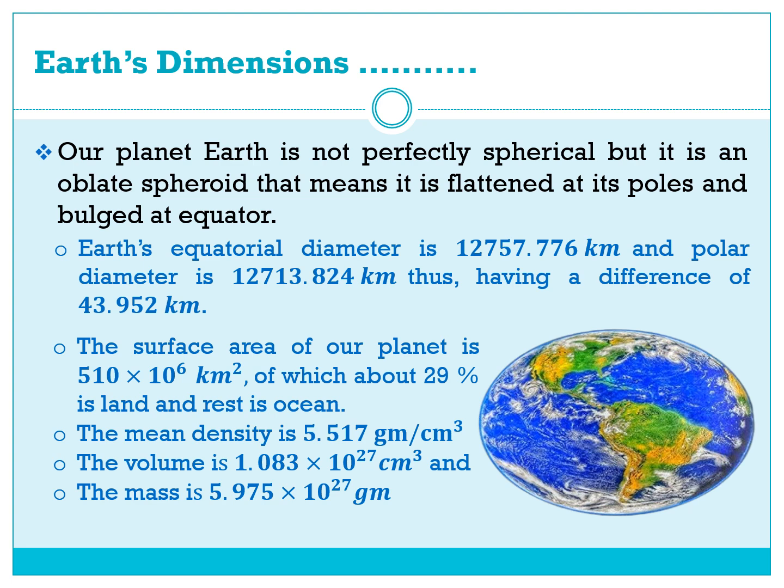The surface area of our planet is 510 into 10 to the power 6 square kilometer, of which about 29% is land and the rest is ocean. The mean density of Earth is 5.517 gram per cubic centimeter. The volume of Earth is 1.083 into 10 to the power 27 cubic centimeter and the mass is 5.975 into 10 to the power 27 grams.